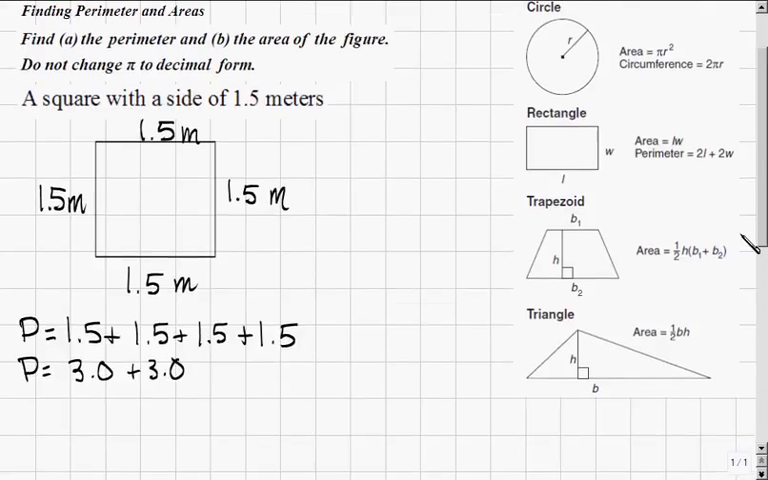So 3 plus 3 would add up to a total of 6. That means that if we add up 1.5 meters 4 times, the total length of the square would be 6 meters, and that's our perimeter.